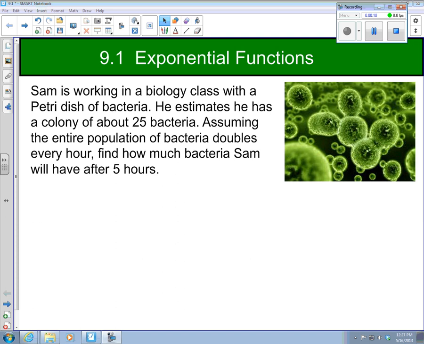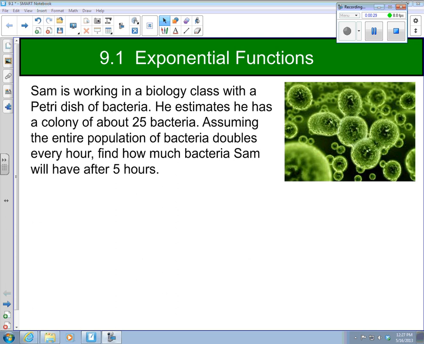Here's a word problem that deals with it a little bit. Sam is working in a biology class with a petri dish of bacteria. He estimates he has a colony of about 25 bacteria. Assuming the entire population of bacteria doubles every hour, find how much bacteria Sam will have after 5 hours.